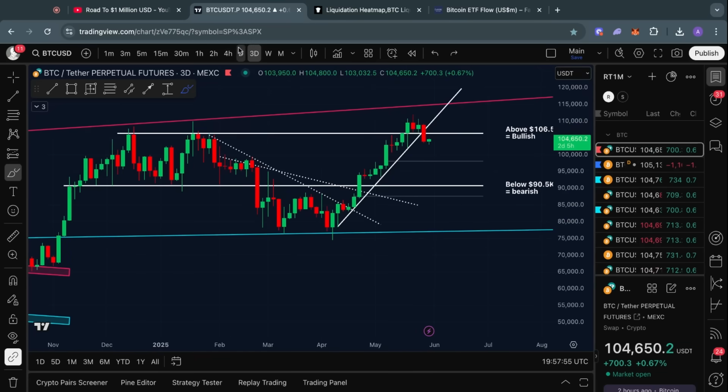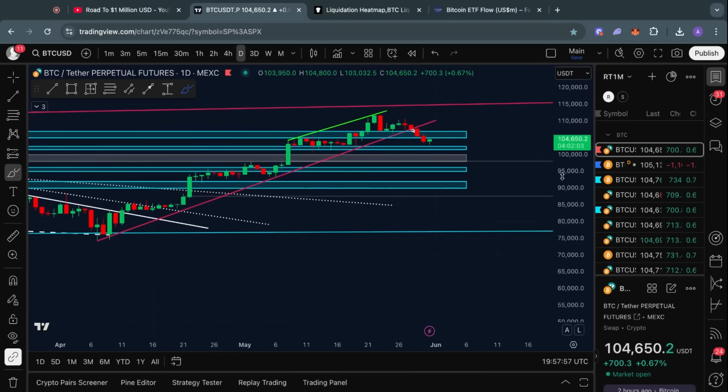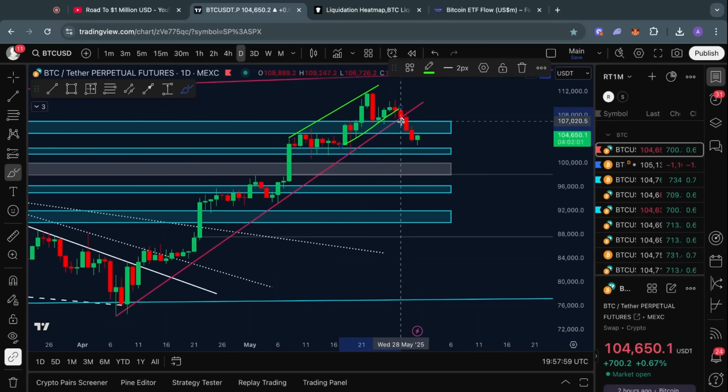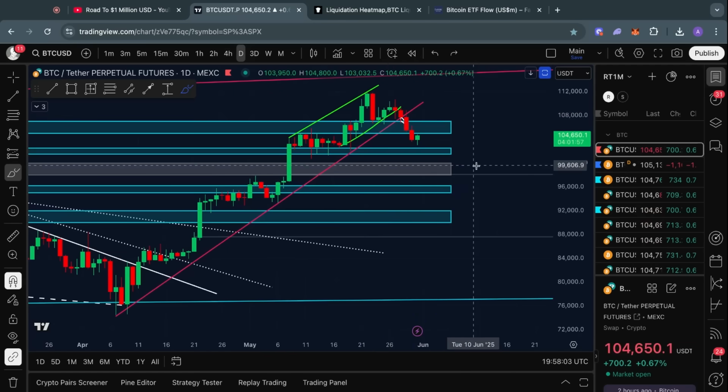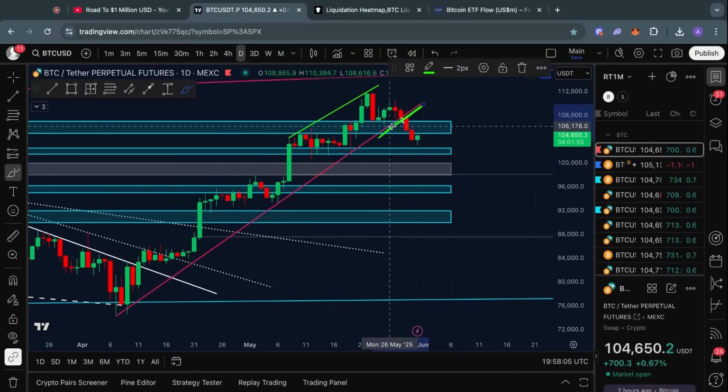So, of course, like I covered extensively, even far in advance of us actually breaking down, I told you guys, if we break down below here, I am flipping bearish on Bitcoin. So, of course, we have been capturing this move to the downside so far.